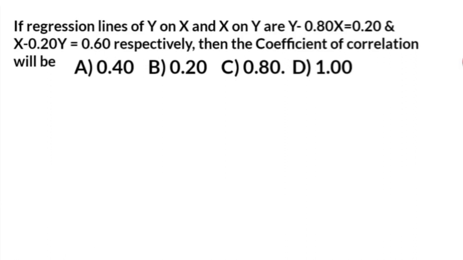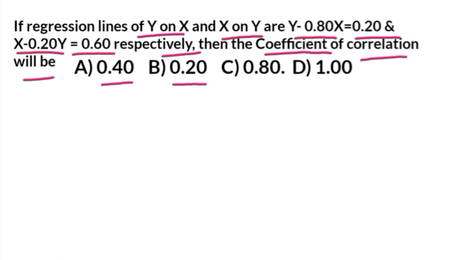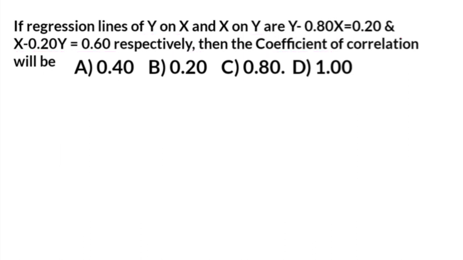The question is, if the regression lines of y on x and x on y are given as y minus 0.8x = 0.2 and x minus 0.2y = 0.6 respectively, then the coefficient of correlation will be: the options are 0.4, 0.2, 0.8 and 1.0. So we will see what is the correct option.